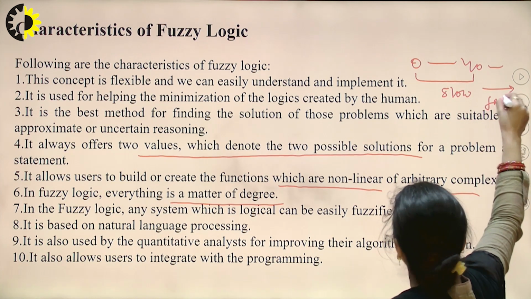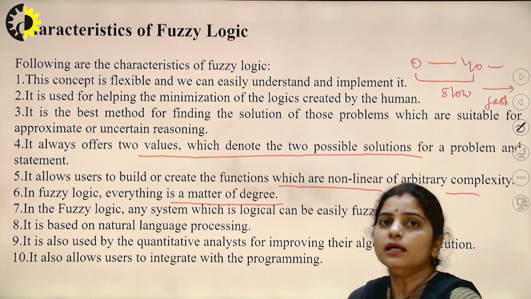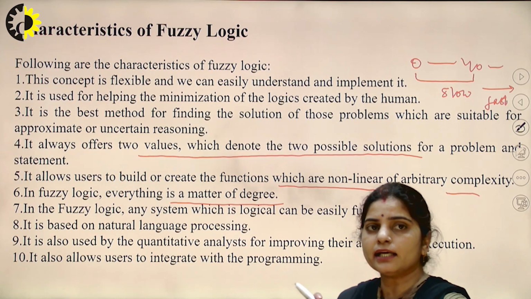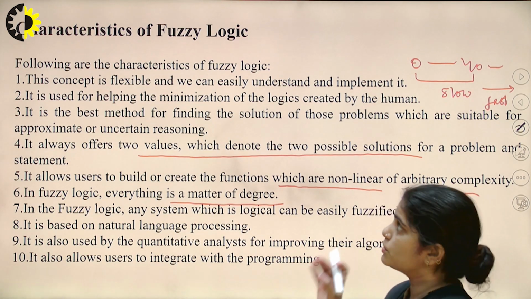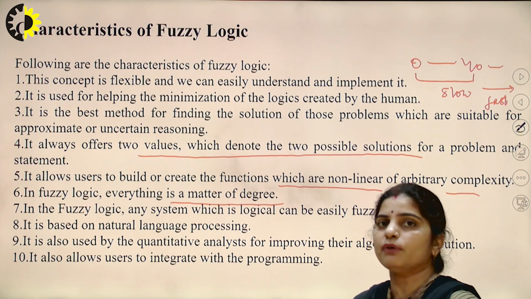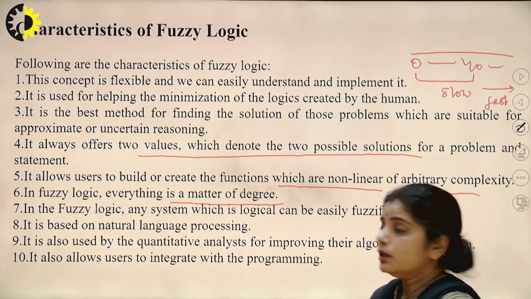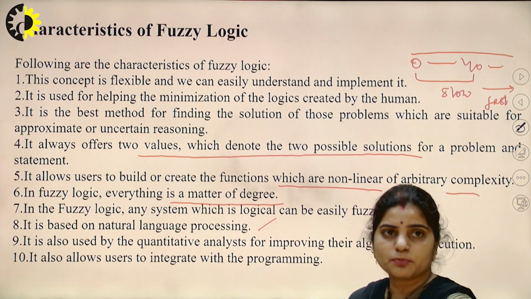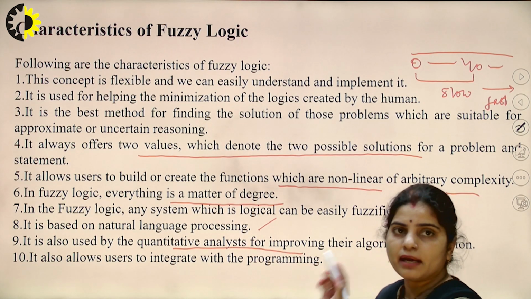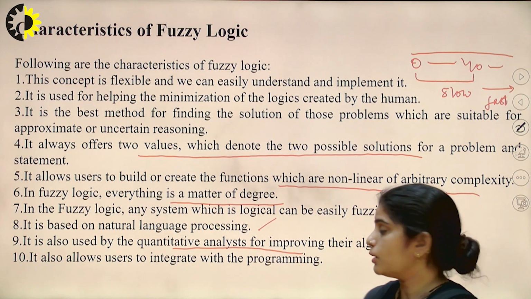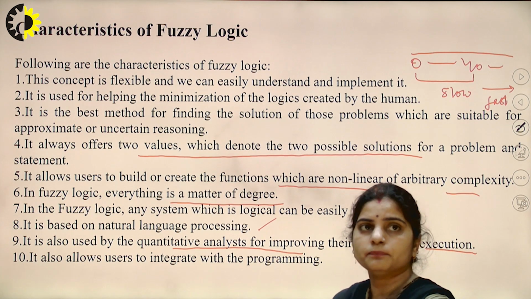But if you have to identify the degree of fastness or slowness of the speed of a car, then you have to use fuzzy logic, and with fuzzy logic you can easily find the solution for that problem. It is also based on natural language processing, and fuzzy logic can be used with quantitative analysis to enhance algorithm execution or the speed of the algorithms.